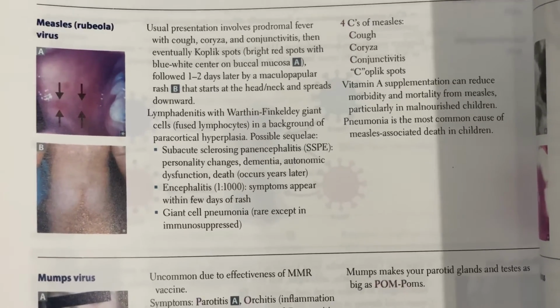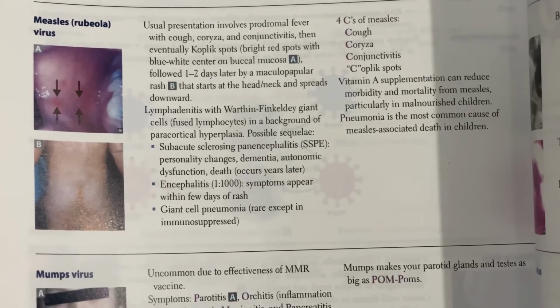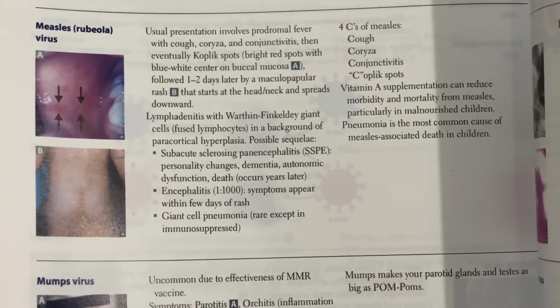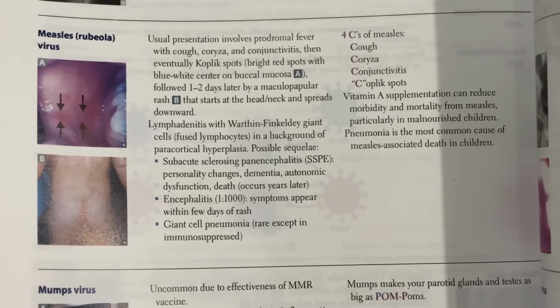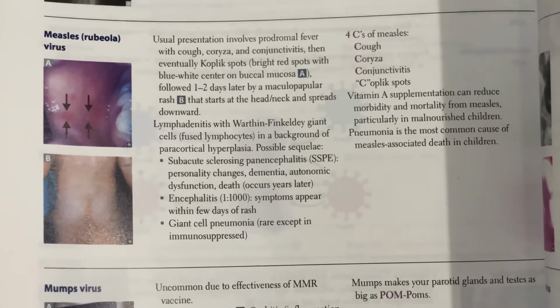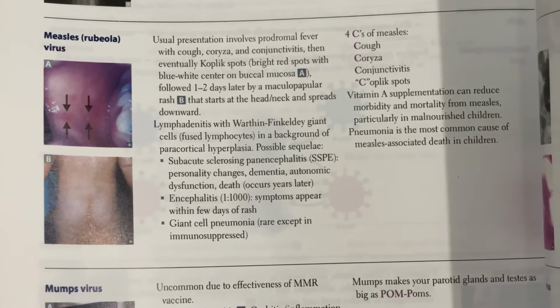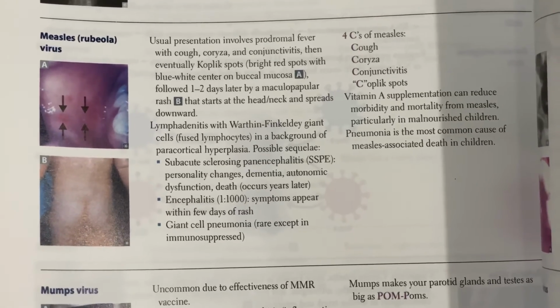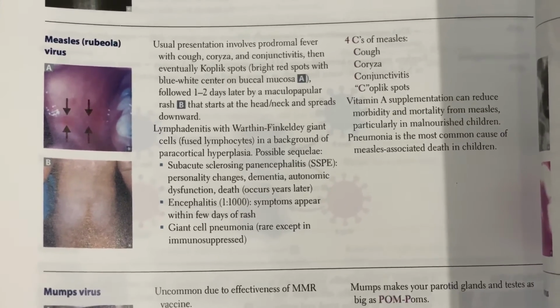Vitamin A will help to reduce mortality and morbidity of measles. Pneumonia is the most common cause of death in children due to measles. Measles has mnemonic of 4C. It occurs with cough, coryza, conjunctivitis, and Koplik spots on the buccal mucosa.